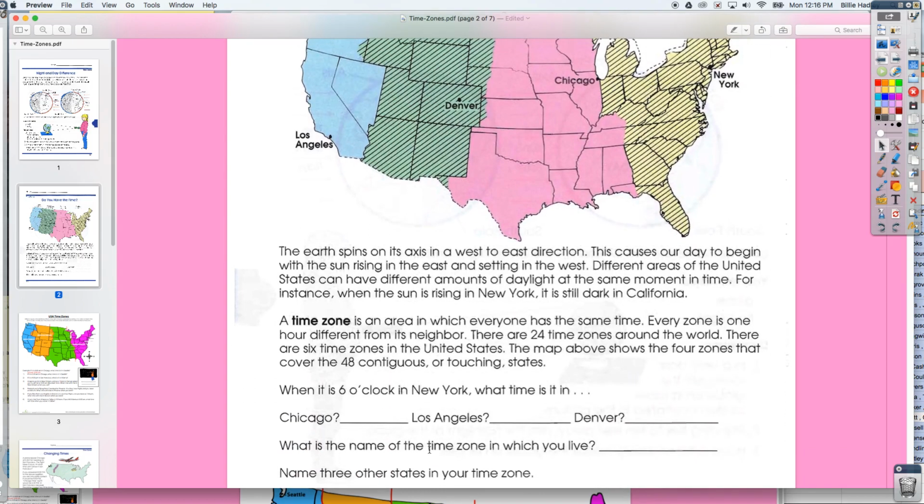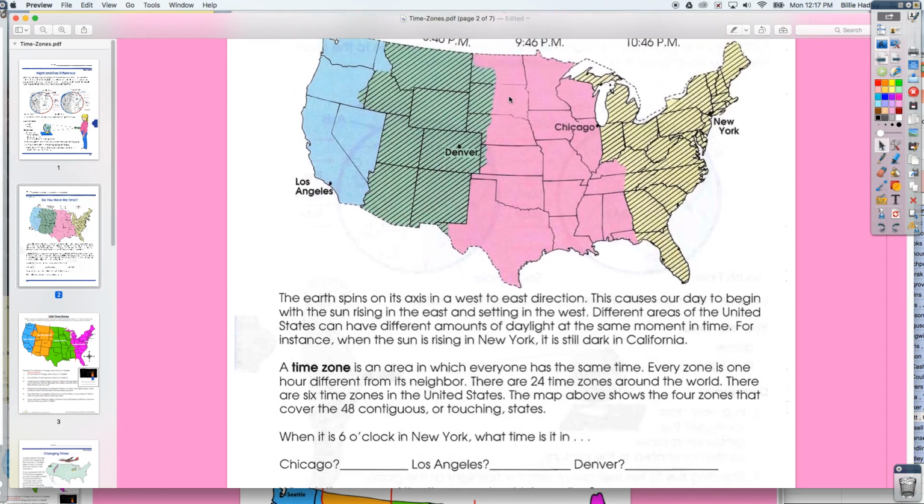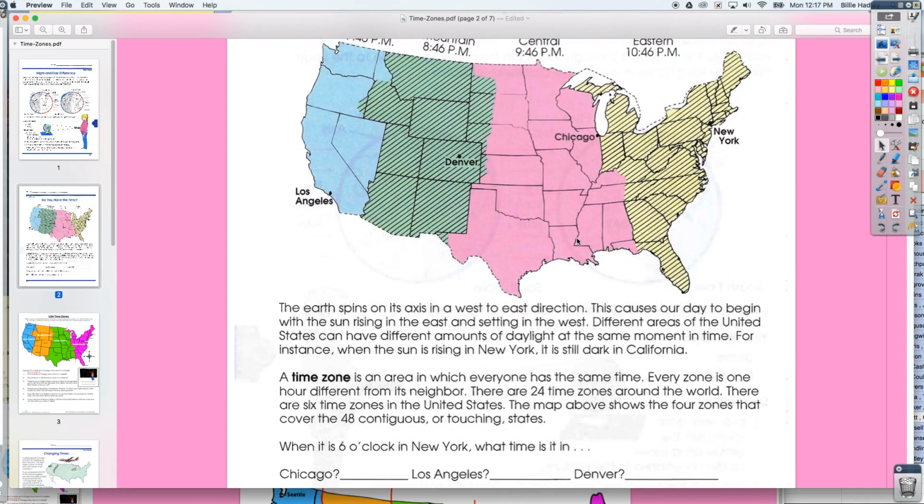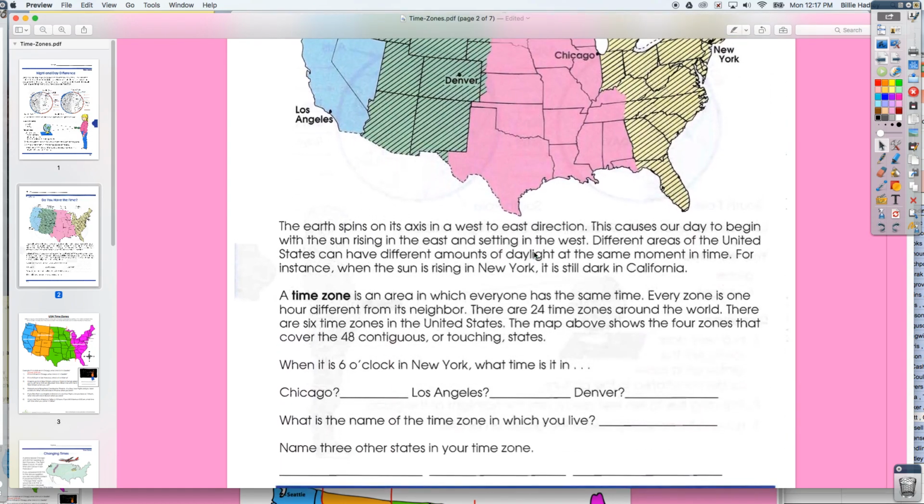So a time zone is an area where everyone has the same time. There are 24 in the world, and we have 6 in the United States. We have the 4 in the contiguous part, and then 2 additional. So let's do these first few together. You don't have this paper, but how do we figure out what time it is in other places? Again, you do not have this paper. This is just watching how I do this.